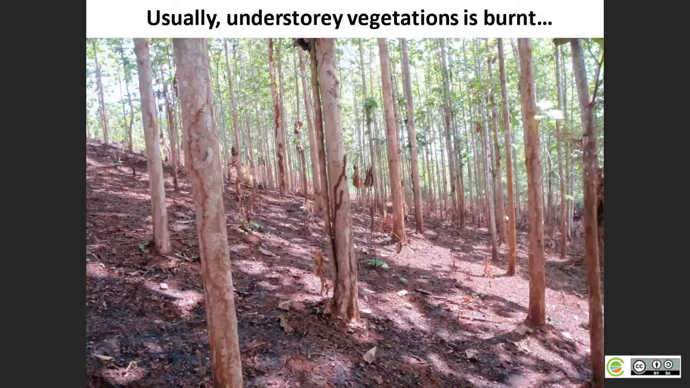The problem is that if you look at what a teak plantation or a hill slope covered with teak looks like, it's this type of picture. So you have these very high trees, and the problem is that for the local people, if you keep vegetation under the trees, your plantation is not clean, so what they do is that they burn the understory vegetation.